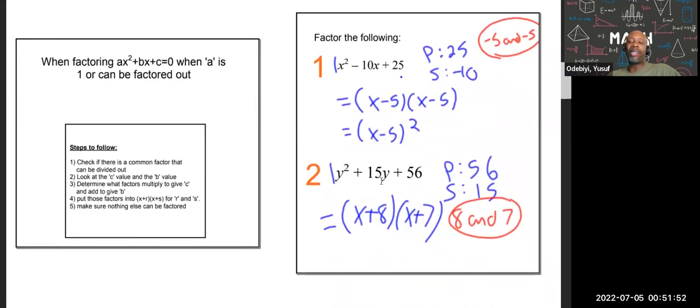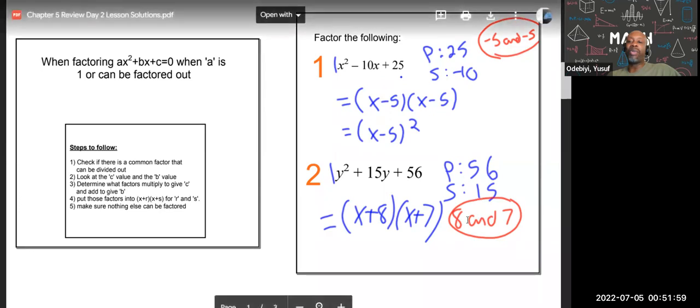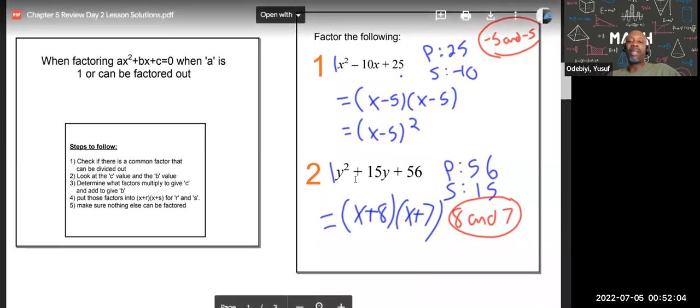That's easy enough. And this one is the same kind of thing. It's kind of easy where you can say, well, two numbers that add up to 15, and two numbers that multiply to give you 56. Well, those two numbers are 8 and 7. Okay, and then you have x plus 8, x plus 7. Okay, that's not that bad.